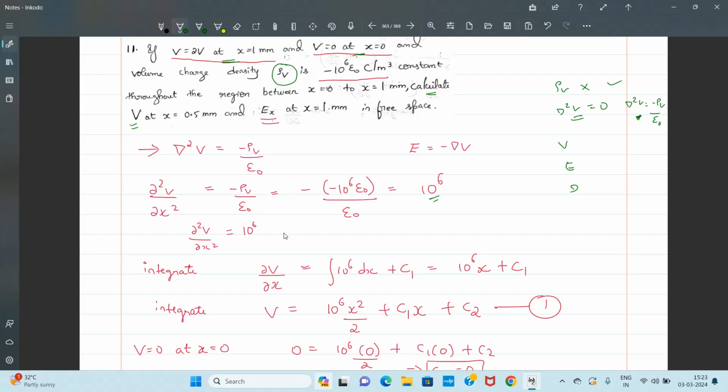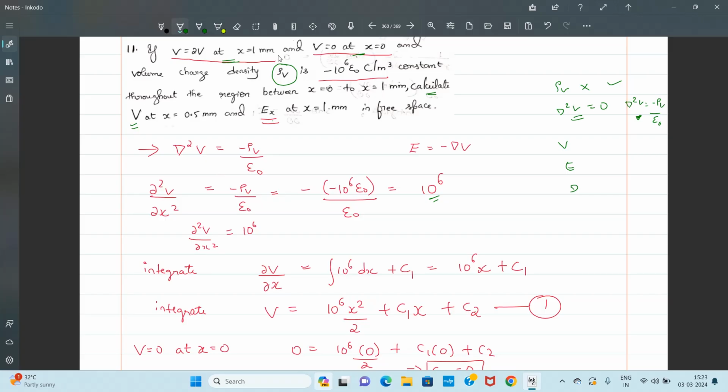Okay. The next thing you're going to do is del square v. You have del square v equation for different coordinate systems. You have this Laplace equation for different coordinate systems. Here we are using Cartesian coordinate system since x is given. So for Cartesian coordinate system, the del square v equation is dou square v by dou x square plus dou square v by dou y square plus dou square v by dou z square.